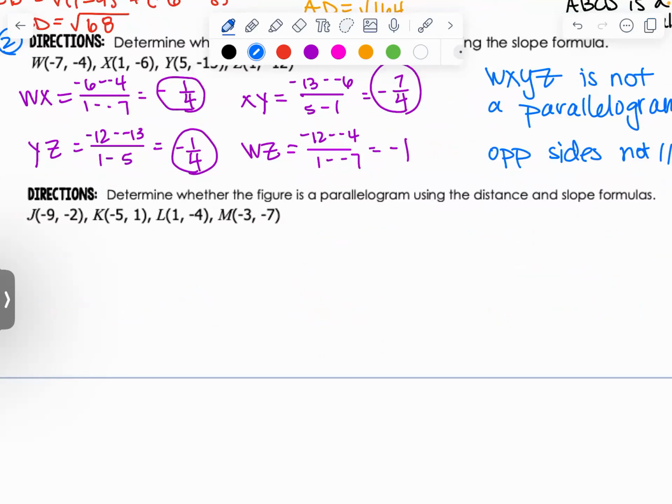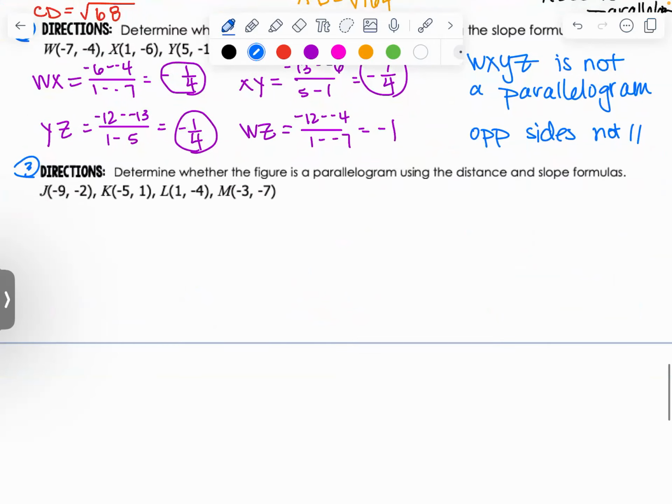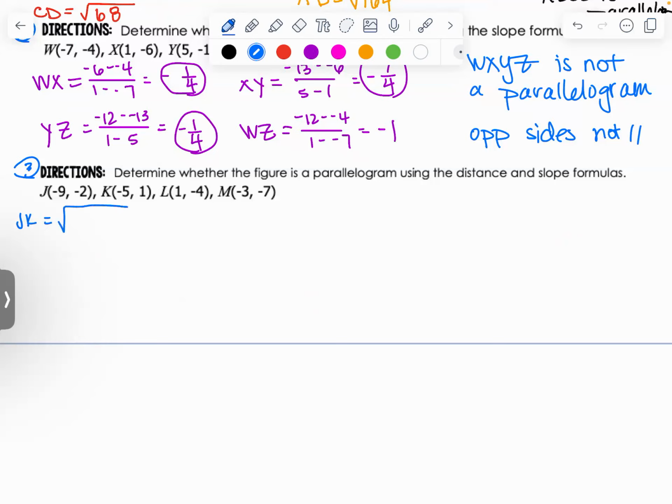All right, so now in number 3, we're going to talk about taking JKLM and using the distance formula and slope on just one pair of opposite sides. Do you care what opposite sides we pick? Yes, but no. How about JK and LM? Okay, so let's find the distance of JK. We're gonna need to take -5 minus -9 squared, and then 1 minus -2 squared. Does that sound good?